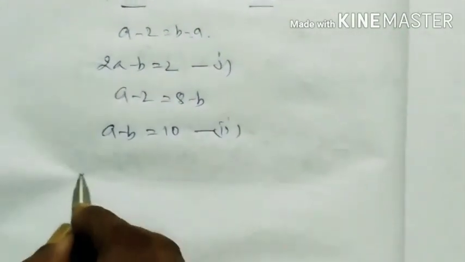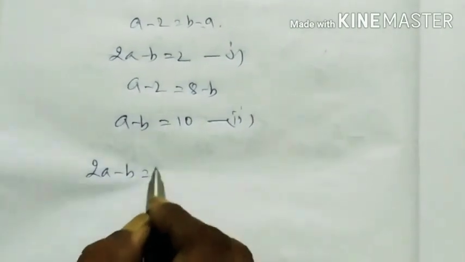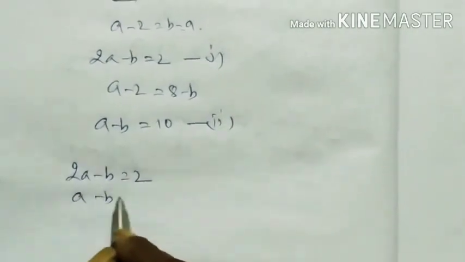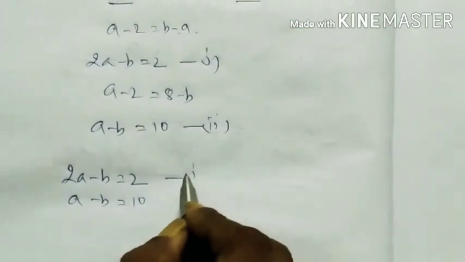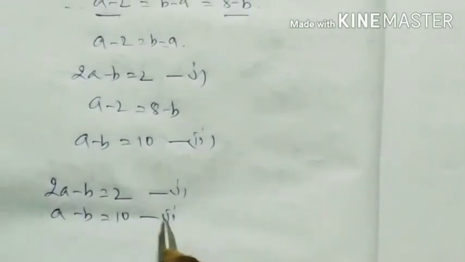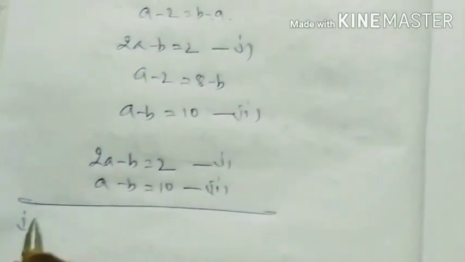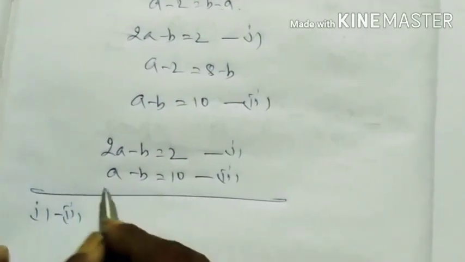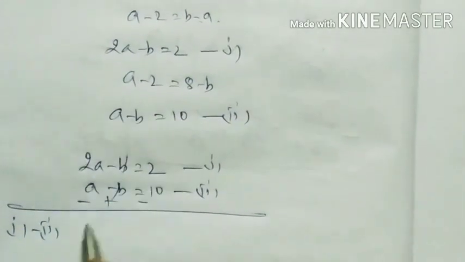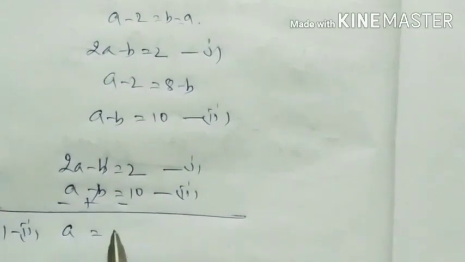2a minus b is equal to 2. a minus b is equal to 10. This is equation 1. This is equation 2. Now 1 minus 2, so minus plus minus. This cancels out. a is equal to minus 8. I have got a is equal to minus 8.